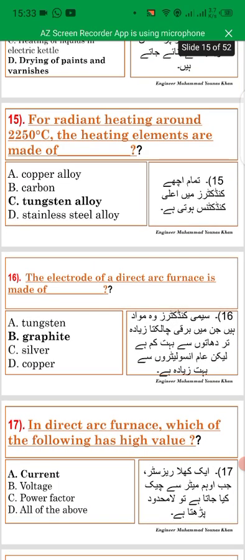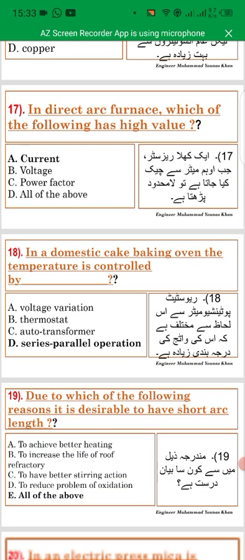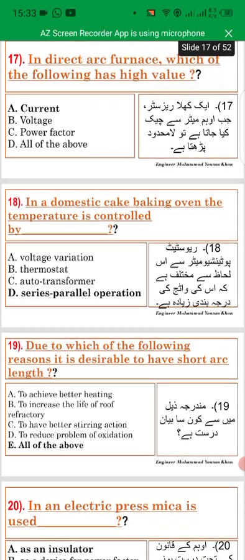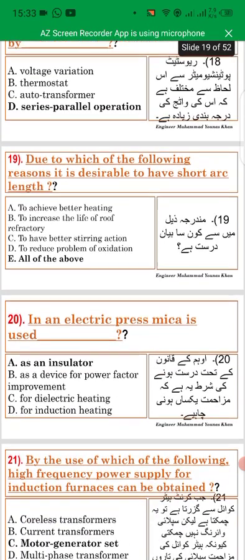For radiant heating, around 1500 degrees C, the heating elements are made of tungsten alloy. The electrode of a direct arc furnace is made of graphite. In direct arc furnace, which of the following has high current? Value of current. In a domestic cake baking oven, the temperature is controlled by a series parallel operation.